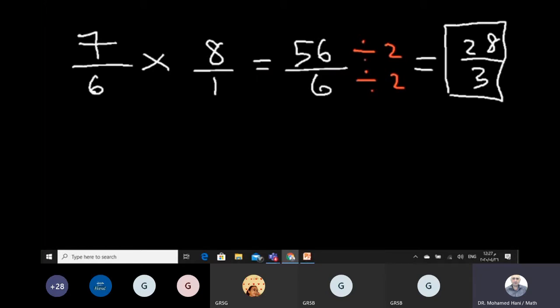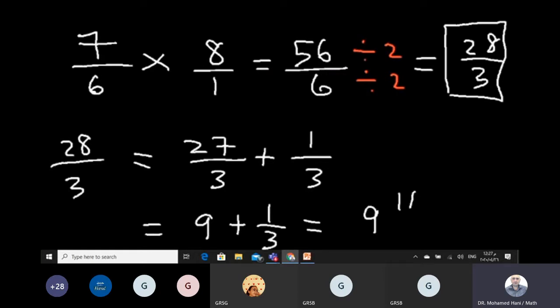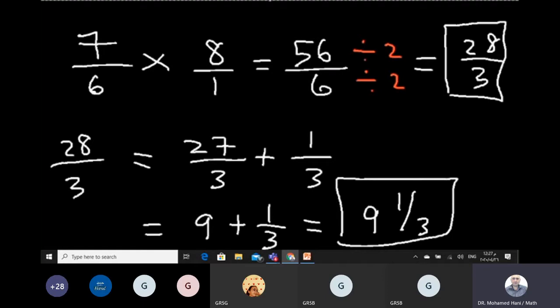But now let's convert it into a mixed number. The highest multiple of 3 just under 28 is 27. So 28, I'm going to write as 27 plus 1. 27 divided by 3 is 9. 9 plus 1/3 can be rewritten as 9 1/3. So that's the answer as a mixed number.